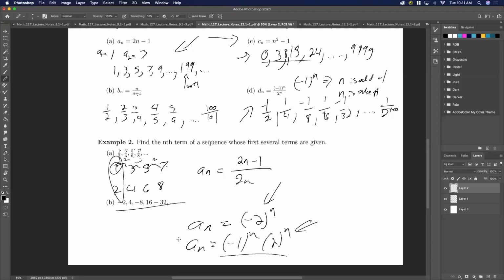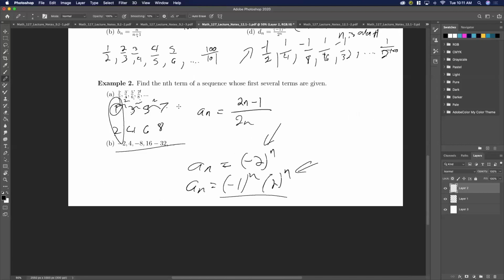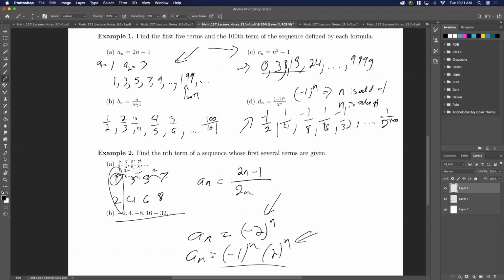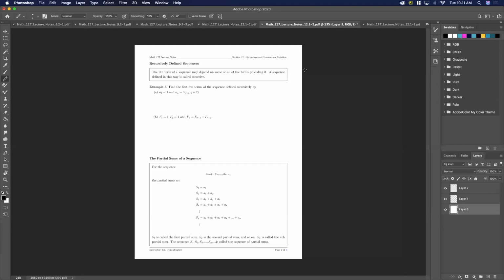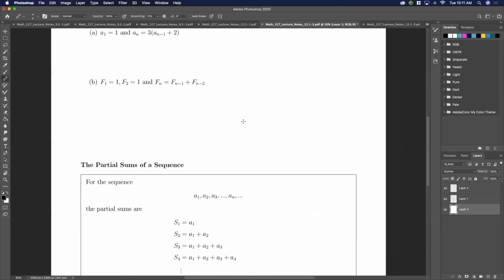All right, so we've gotten kind of used to sequences right now. We've gone from a general formula to finding terms, and from a sequence to finding a general formula. That's really good. So let's do some recursively defined sequences. We'll talk about partial sums and then we'll go from there.